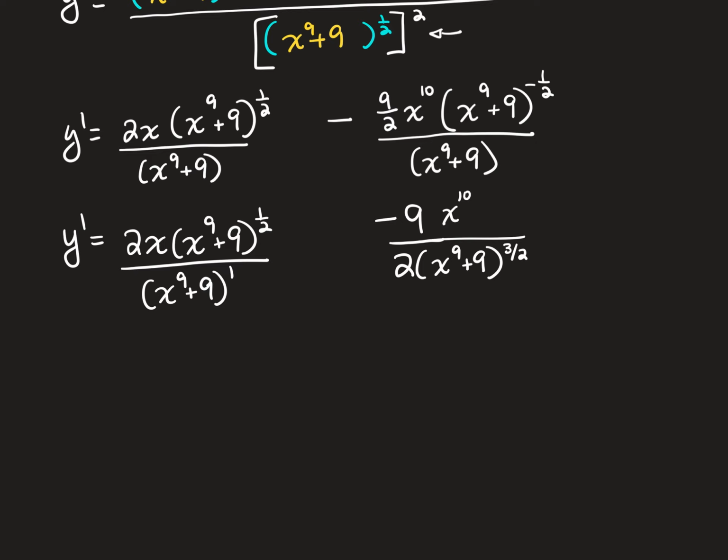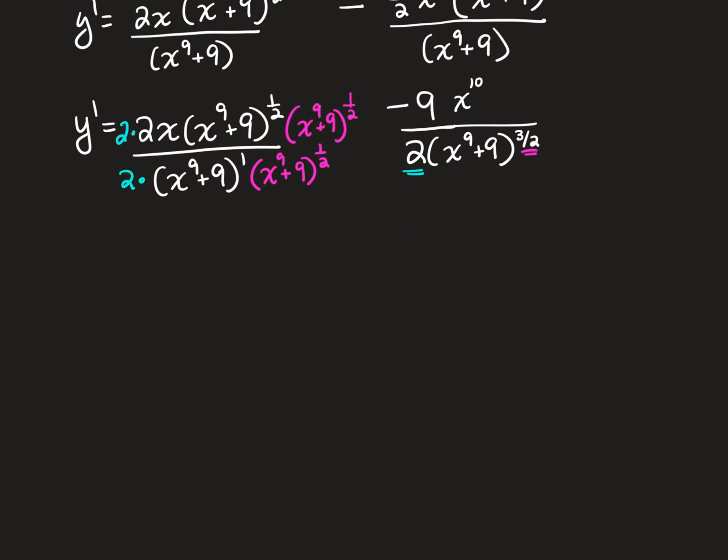So what I need are common denominators. I need to have x to the 9th plus 9 raised to the 3/2 power. And to achieve that, I'm going to have to multiply by x to the 9th plus 9 to the 1/2 power as a giant 1. I also have this 2, so I'm going to multiply the top and bottom of my fraction by 2. And once I do that, I now have the same denominator. So let's go ahead and simplify what we have just a little bit more here.